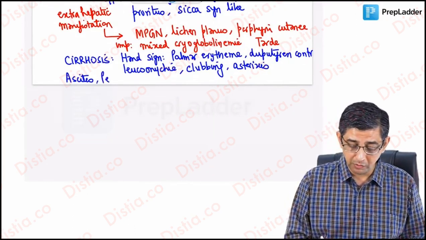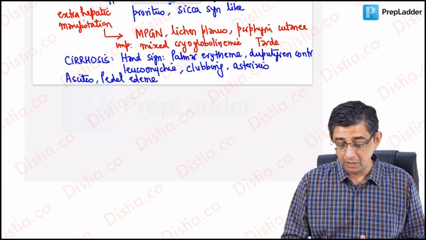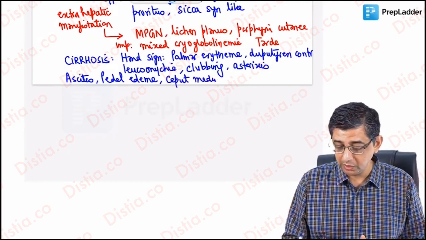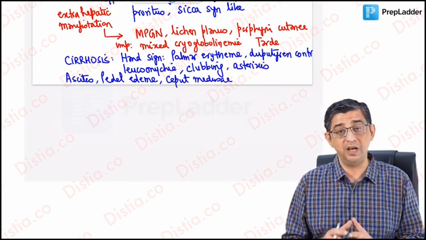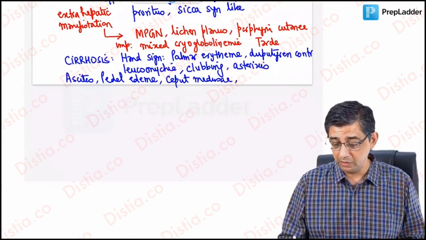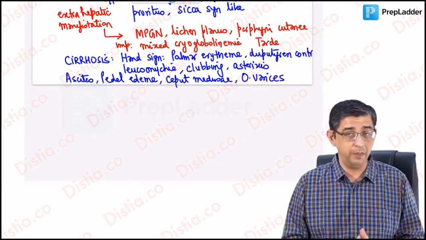Along with this, we will also be able to feel or notice the pitting pedal edema that comes in. There could be caput medusae that will be noticed around the umbilicus of the patient. You know that in caput medusae, the flow of blood is away from the umbilicus. The word is away from the umbilicus. And well, God help this guy if he starts having rupture of the esophageal varices, which will cause hematemesis.